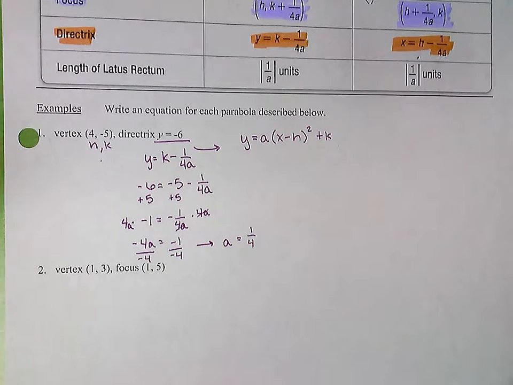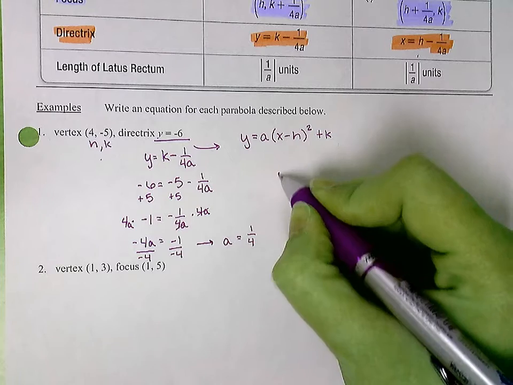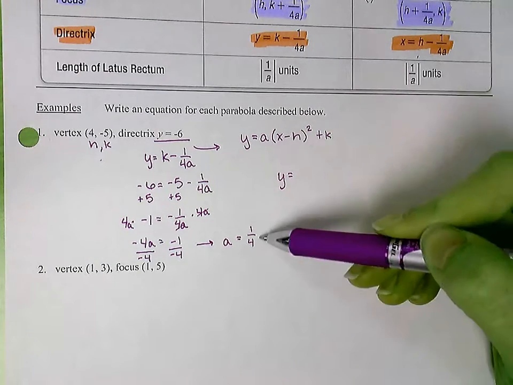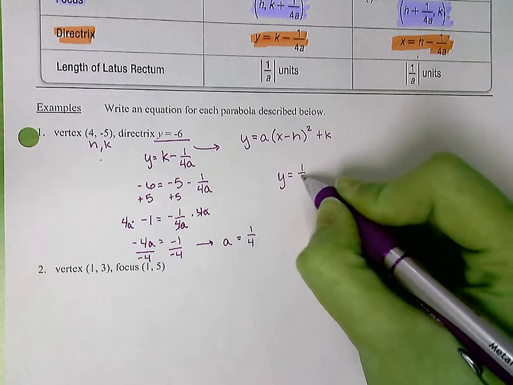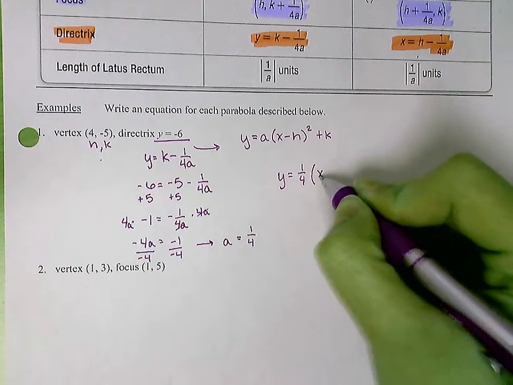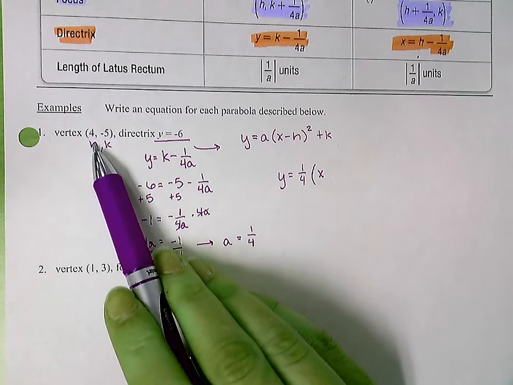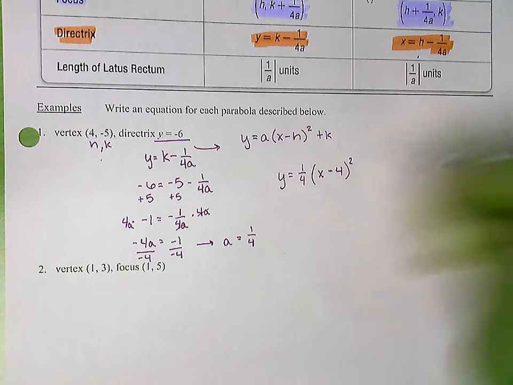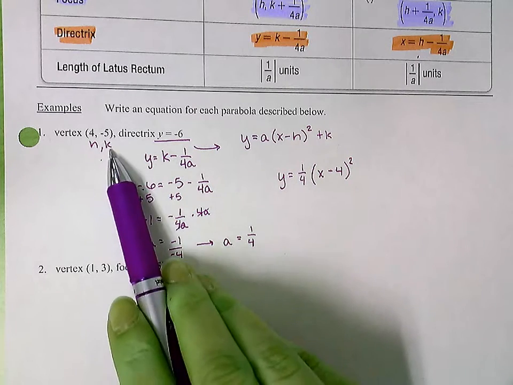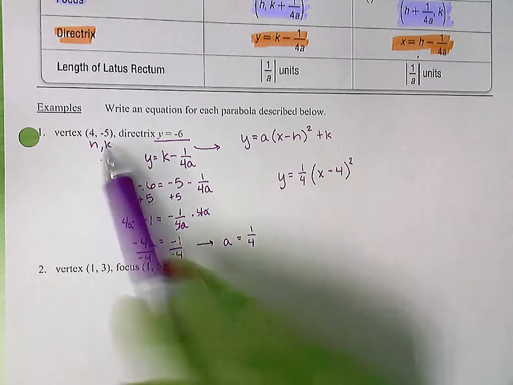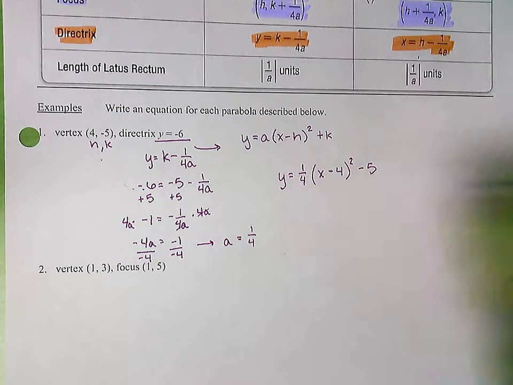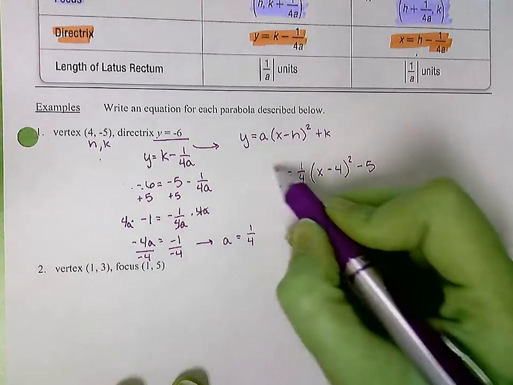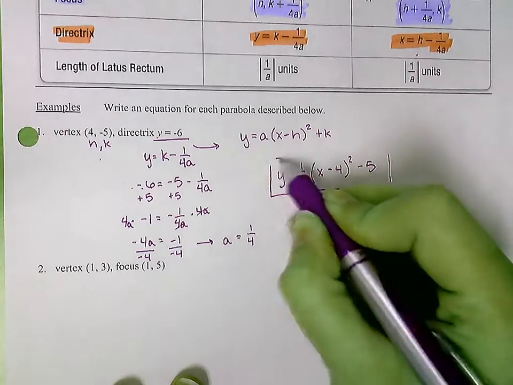So from there, I just need to plug all of those values into my equation. So I still have y equals, I found a is 1/4 times x. My h value is 4, so I'll have minus 4 squared. And then plus my k value is negative 5. So I can say minus 5 or I can say plus negative 5. And that would be your answer.